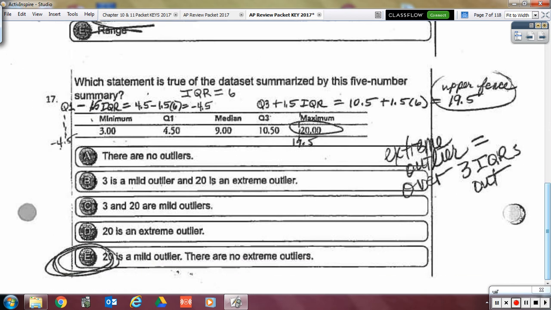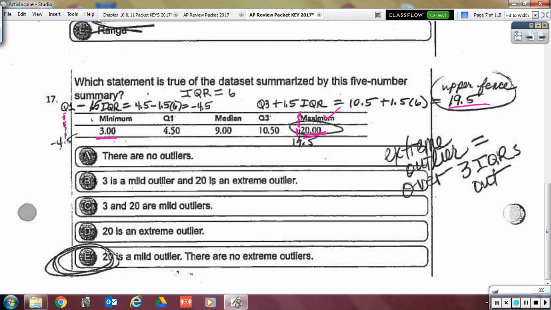Okay, here was another one where you had to technically compute the fences. You had to do Q3 plus 1.5 IQRs, which is an upper fence of 19.5. That's right here. And so therefore, the max of T is above that fence. So you have an upper outlier. Okay? The lower outlier was at negative 4.5, but the minimum was positive 3. So you do not have a lower outlier.